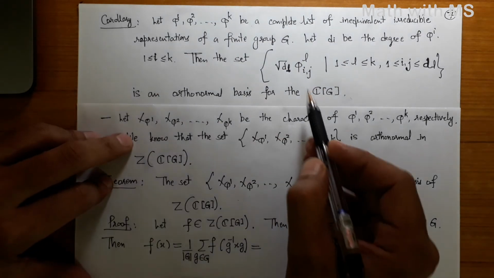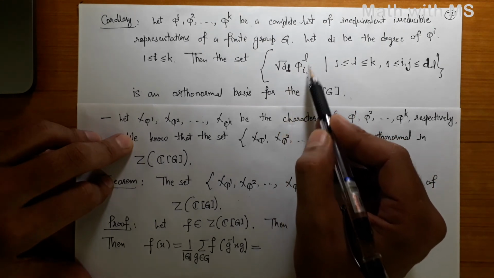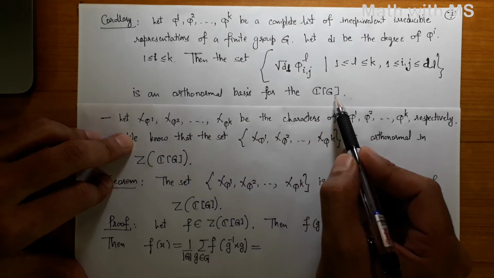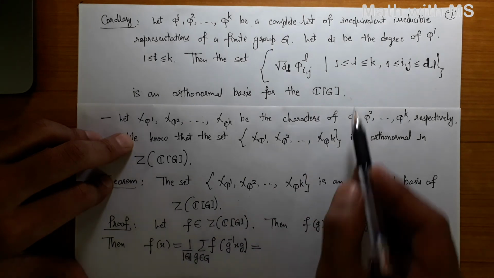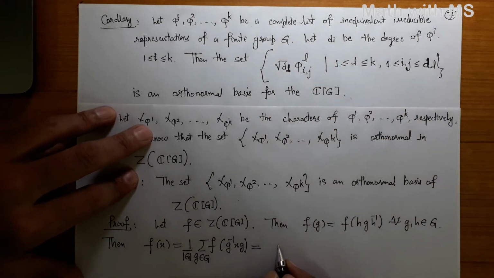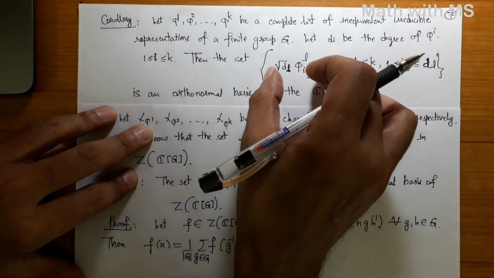By the preceding corollary, this set square root of dl phi l ij forms an orthonormal basis for the whole of the group algebra. Now f is in the center of the group algebra, so it is in the group algebra, so f can be written as a linear combination of these. So this is equal to 1 by the order of the group G, summation over g in the group G, and replace f of g inverse x g by some linear combination of these functions.